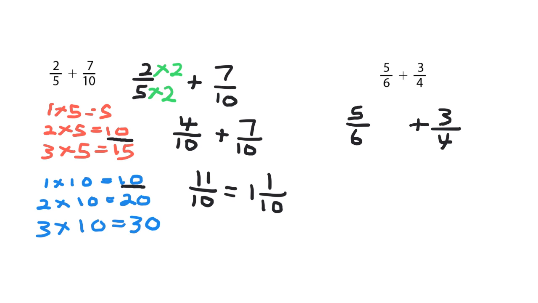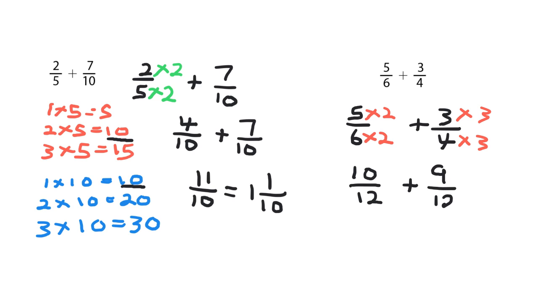And I'm going to use 12 as my common denominator. So I'm going to multiply this 6 by 2 to change it into 12. I'm going to do the same thing to the numerator. And I'm going to multiply this 4 by 3 to change it into 12. And I'm going to do the same thing to the numerator. And now I can rewrite this. 5 times 2 is 10. 6 times 2 is 12. Plus 3 times 3 is 9. And 4 times 3 is 12.